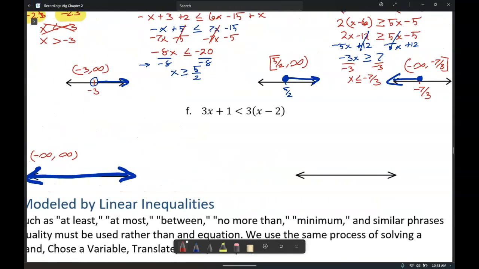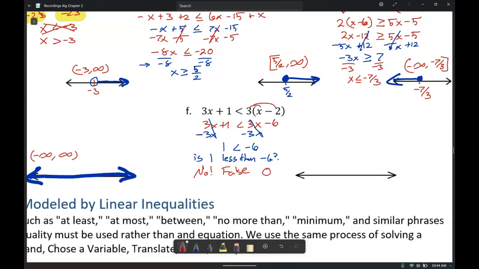Well, let's take a look at our next one. I said we have a special equation, or a special inequality. We might be able to guess what's going to happen next. When we distribute, and we subtract 3x from both sides to group our variables, same thing, they cancel, and we're left with 1 is less than negative 6. Well, is that a true statement? Is 1 less than negative 6? No, that is false. And when we're left with a false statement, that means that we have no solution.